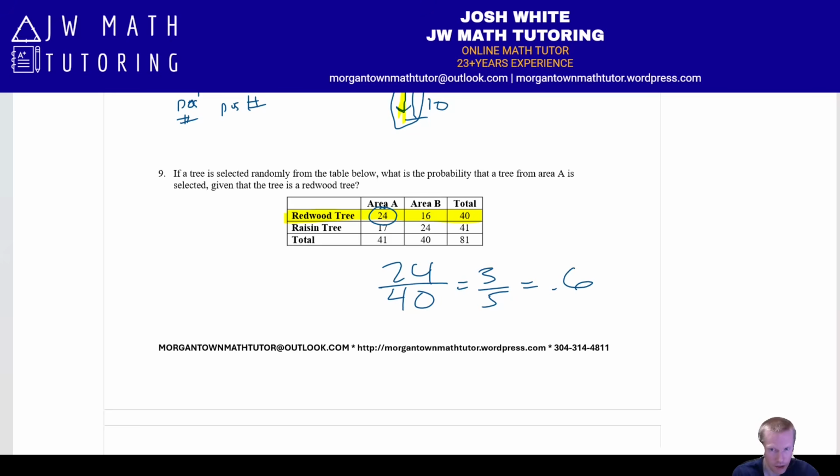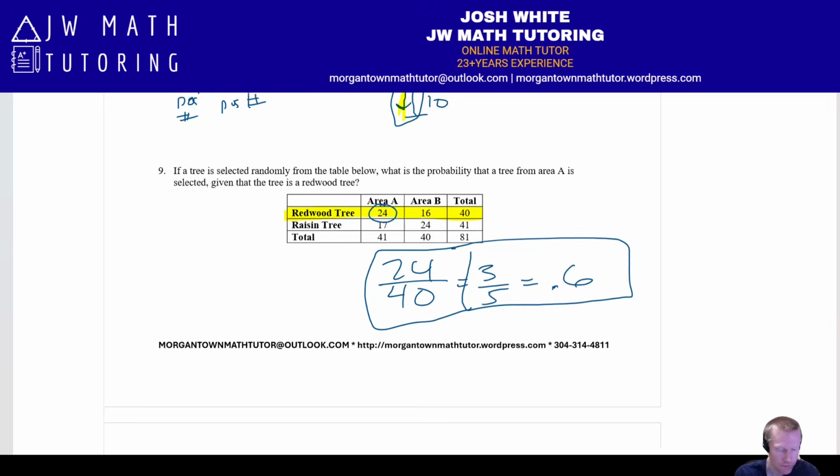You could also put it as a decimal, 0.6. So these are going to be your correct answers. 24 over 40 should be accepted as well, even though it's not reduced. But this is the answer. Again, basically, given that it's a redwood tree means we're only looking at the top row. And then the probability that it's from A, well, there's 24 in area A that are redwood trees. So just 24 out of 40, and that's the answer.